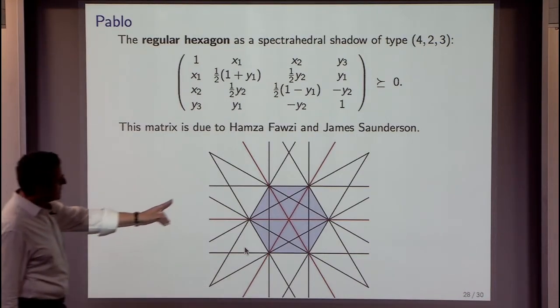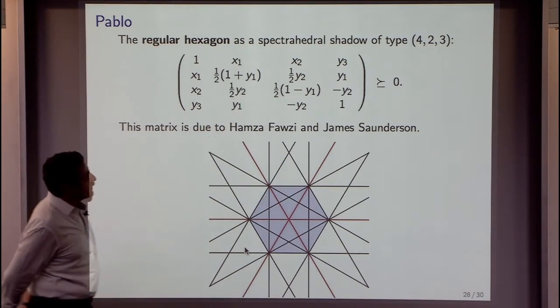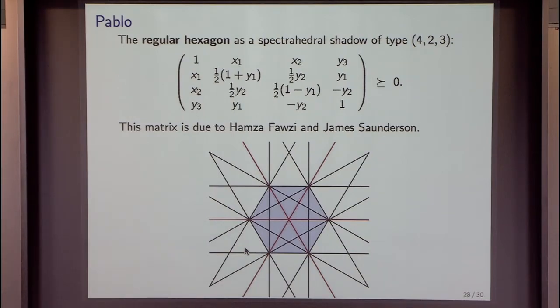So this is our shadow. So here n is 4, d is 2, p is 3. So this is a 5-dimensional spectrahedron. And then this 5-dimensional spectrahedron represents the regular hexagon.